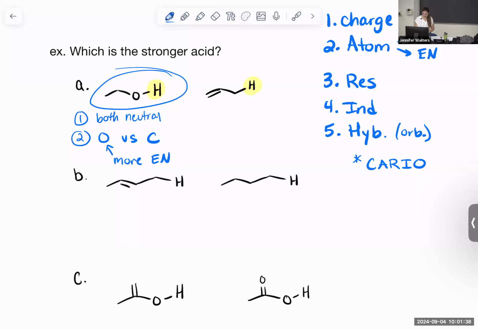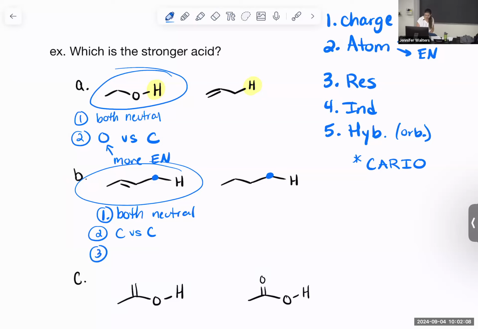All right, we got our answers. So for B, which one is the better acid, the left or the right? The left. So now we got to figure out why. So when we look at our charge first, there's no difference. Both are neutral. So then we go to the next factor. We look at atom. We're doing carbon versus carbon. That's the atom that the hydrogen is directly connected to. There's no difference. So I move on to the next one.